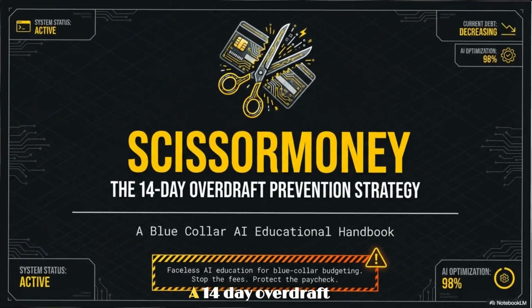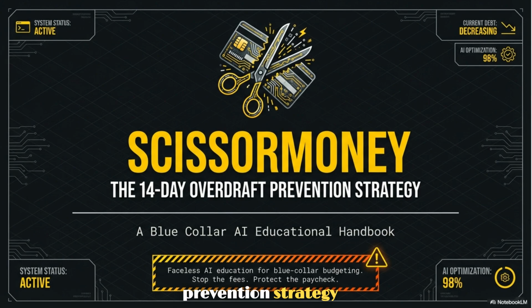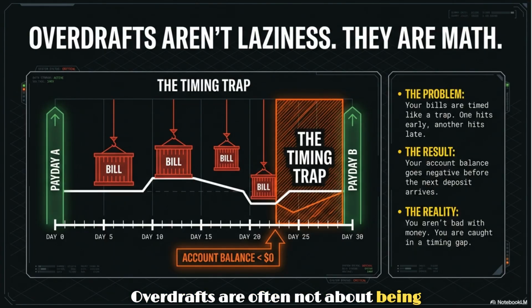Welcome to ScissorMoney, a 14-day overdraft prevention strategy designed as a blue-collar AI educational handbook. Our goal is to stop fees and protect your paycheck. Overdrafts are often not about being bad with money, but about bad timing. This is the timing trap, where bills are paid before the next deposit arrives, sending your balance below zero.